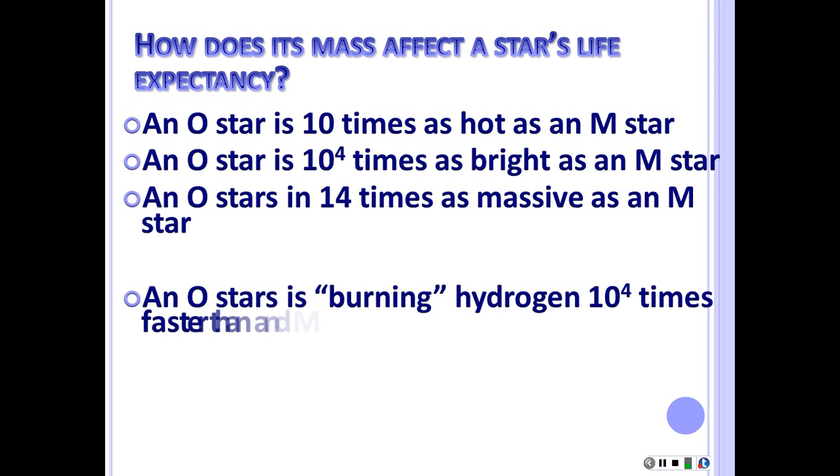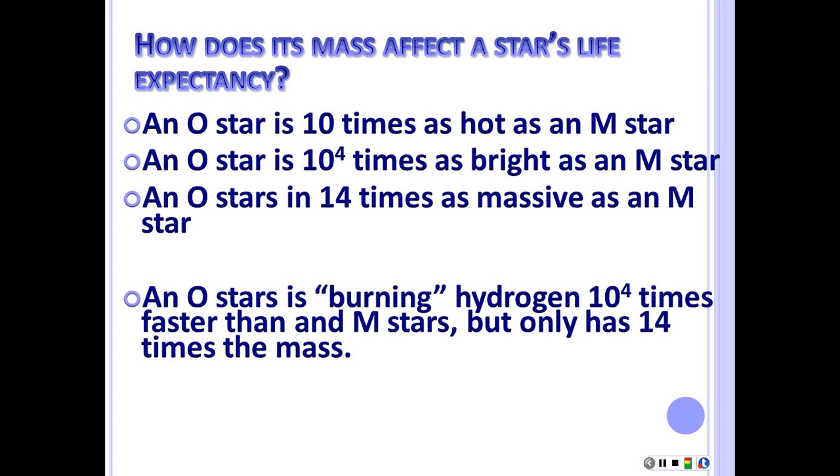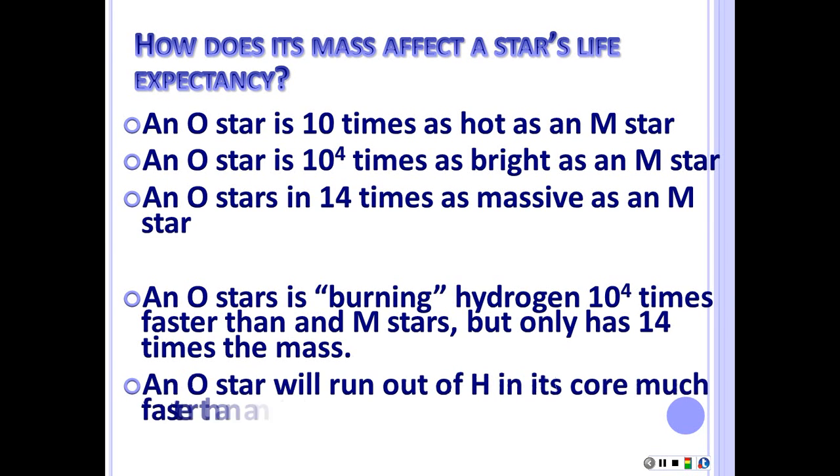Well, what does that mean? The O star has to be burning hydrogen, doing fusion, 10 to the 4 times as fast to be 10 to the 4 times as bright, right? It has to do 10 to the 4 times as many reactions every second to be that bright compared to the M star. But it only has 14 times as much mass, so it only has 14 times as much fuel. And so it will run out of hydrogen much faster. So an O star will evolve much faster than an M star. And you'll remember that this came up when we looked at clusters, when we were talking about main sequence fitting.